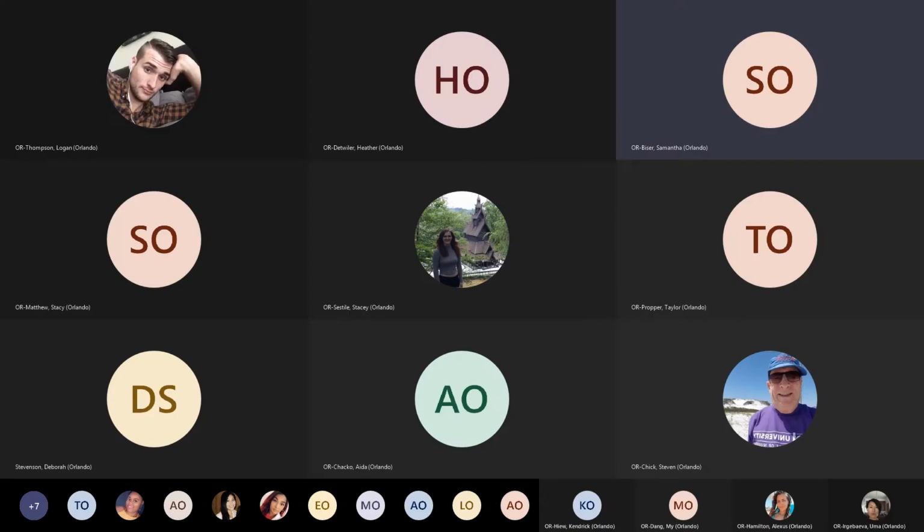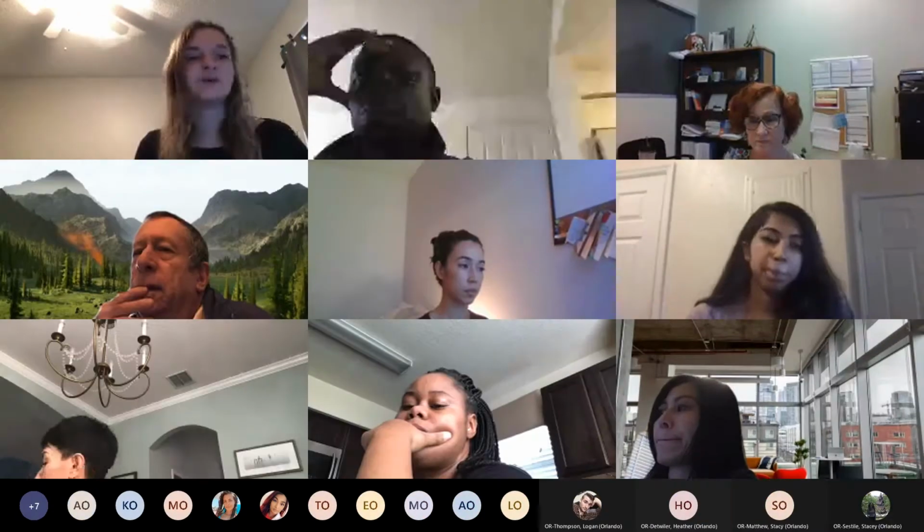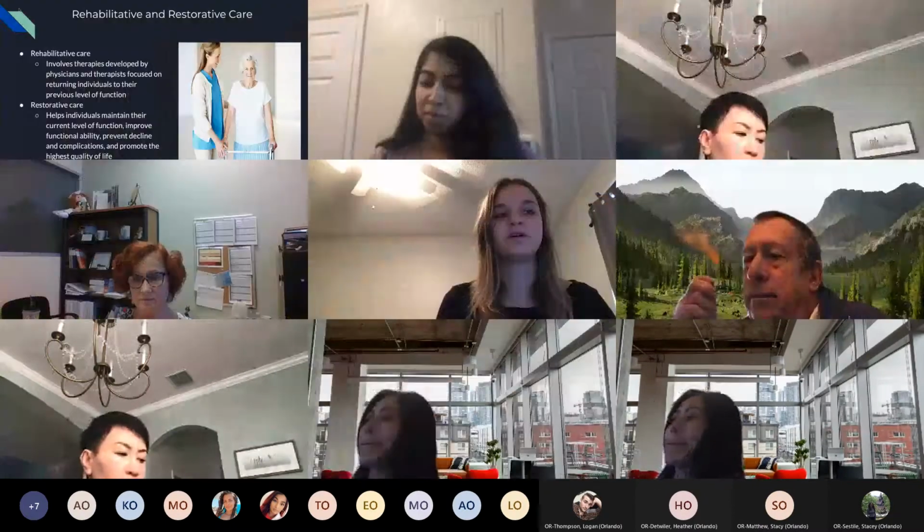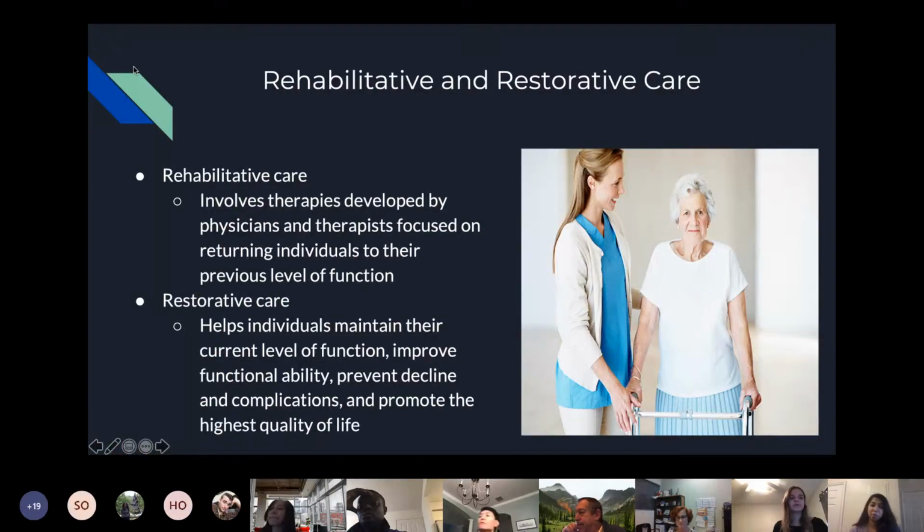Rehabilitative care involves therapies developed by physicians and therapists that are focused on returning people to their previous level of function. This kind of care is mostly needed after a problem has already occurred and it has already affected someone's functional ability. An example of this could be a stroke or a fracture or some period of immobility.